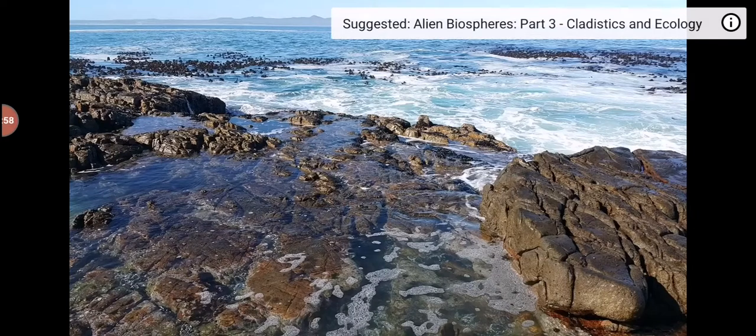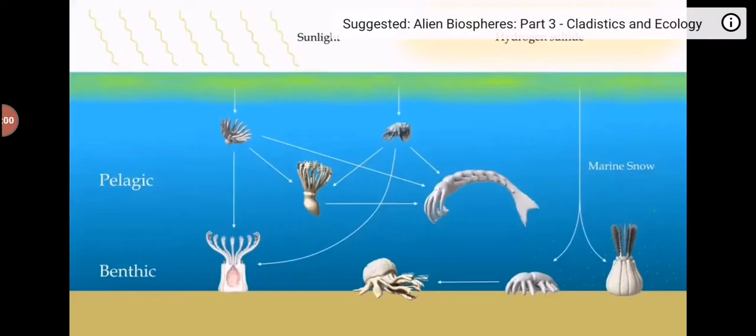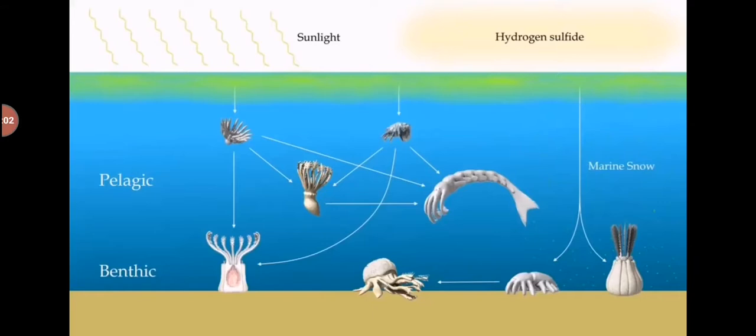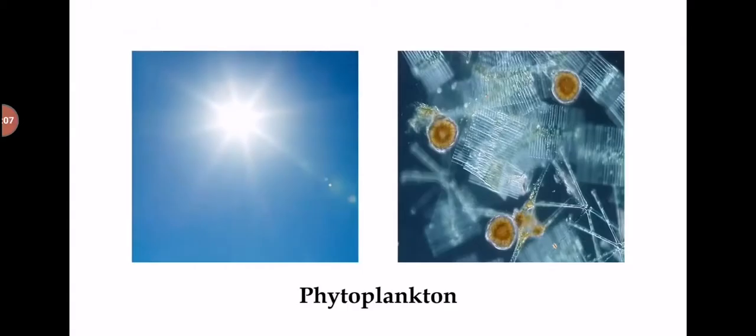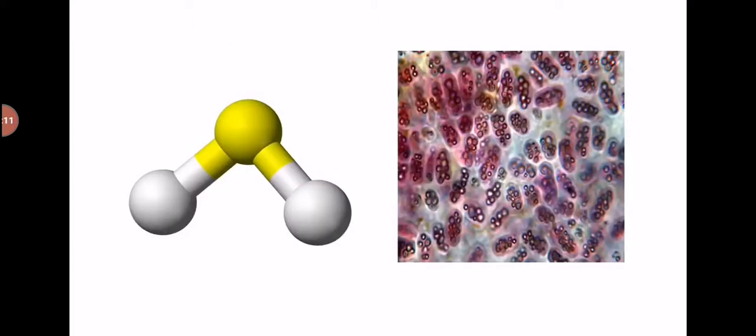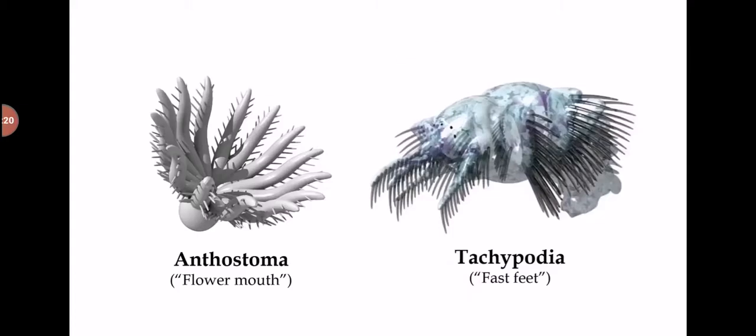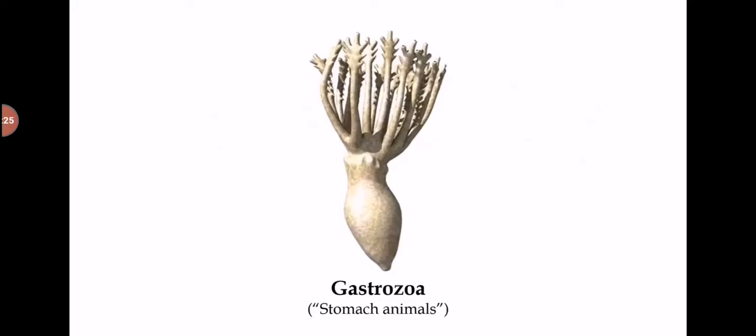last saw them. To begin with, the basic structure of the oceanic food webs will remain much as it has been for many millions of years. Sunlight provides energy for countless billions of microscopic phototrophs, or phytoplankton, while the atmospheric hydrogen sulfide sustains equally prolific swarms of chemotrophs, which I'll hereafter refer to as chemoplankton. All of these autotrophs will be food for tiny zooplankton like the anthostome larvae and the tachypods, and these in turn will serve as an abundant food source for larger zooplankton like the gastrozoan larvae.